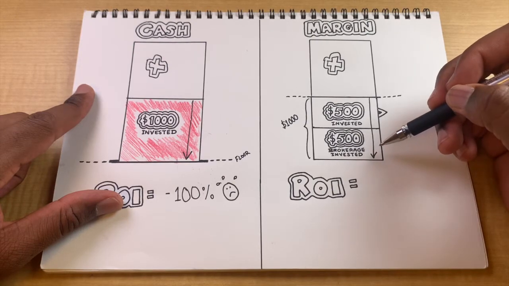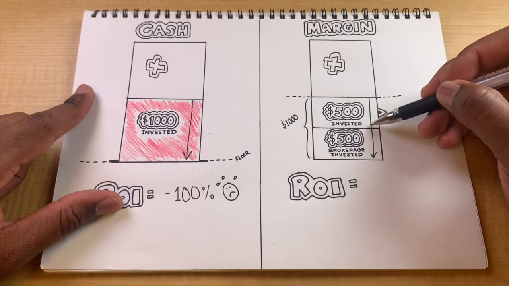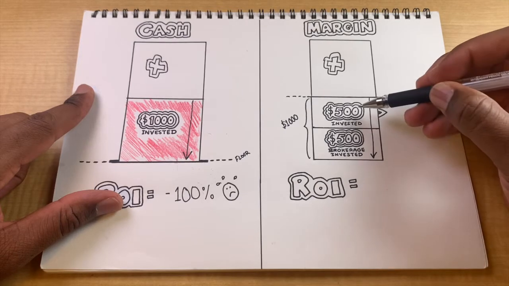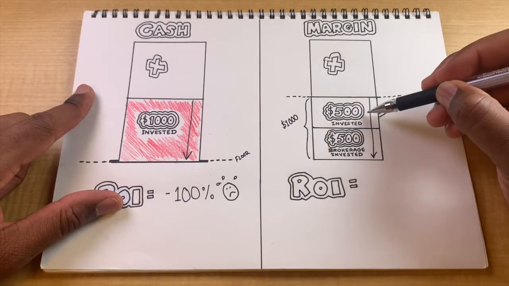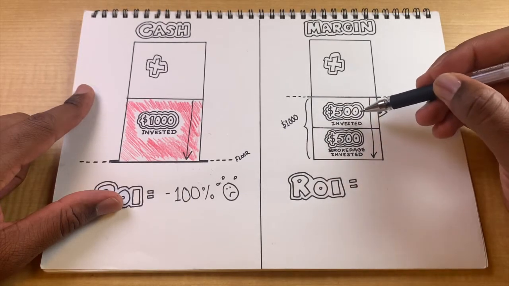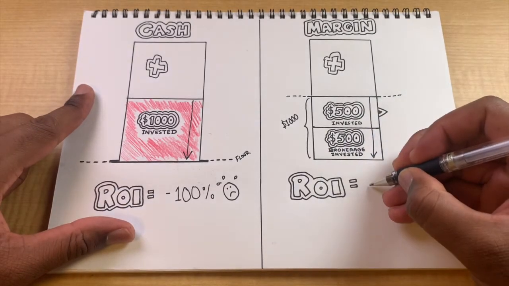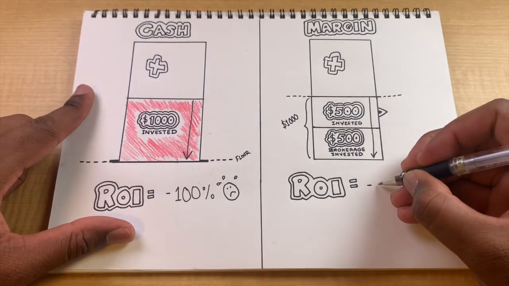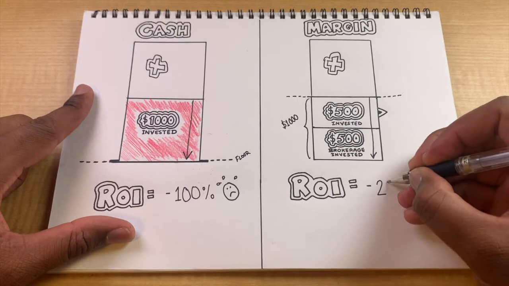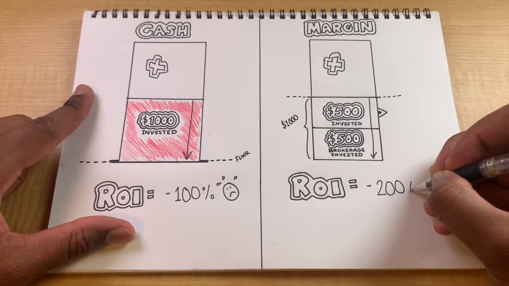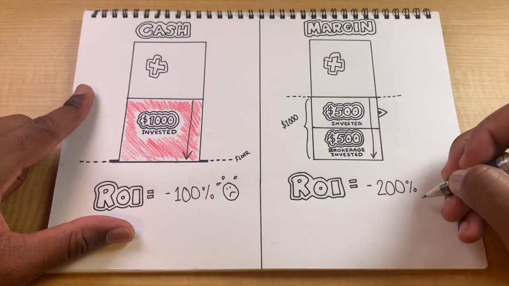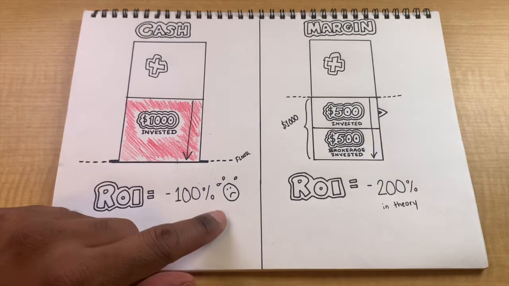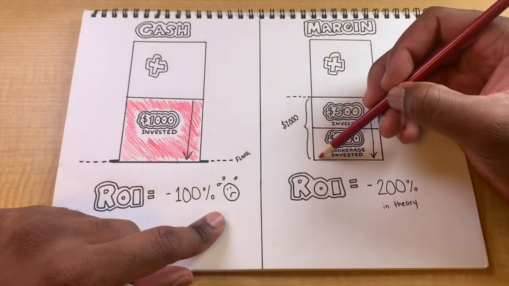Let's get the ROI. So in this case, I still lost $1,000, so my net profit is negative $1,000, divided by the $500 that I invested. Negative 1,000 divided by 500 is negative 2, times 100 to make it a percentage, that is a negative 200% ROI.